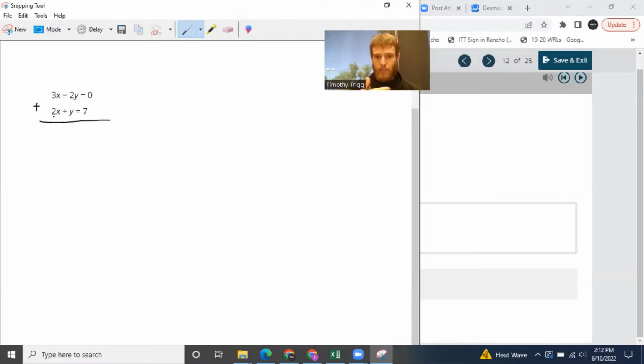3x plus 2x is 5x, right? What about our y's? Would they cancel if we added these together? Well, no, not here either, because negative 2y plus y is negative 1y. So in this case, if I add the equations together, nothing eliminates. The x's don't eliminate and the y's don't eliminate. So in cases like that you'll have to multiply one of the equations, or sometimes both equations, by some number to cause elimination. Let me show you what I mean.